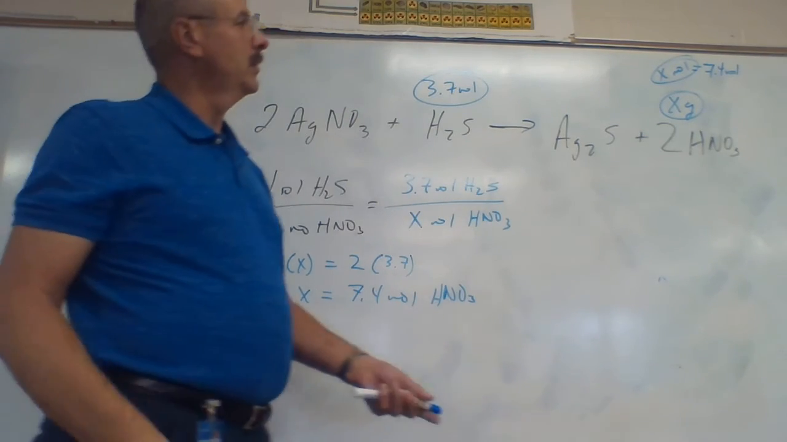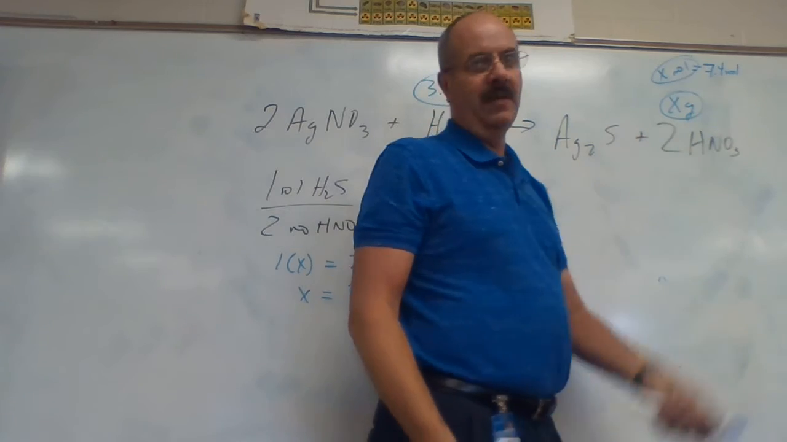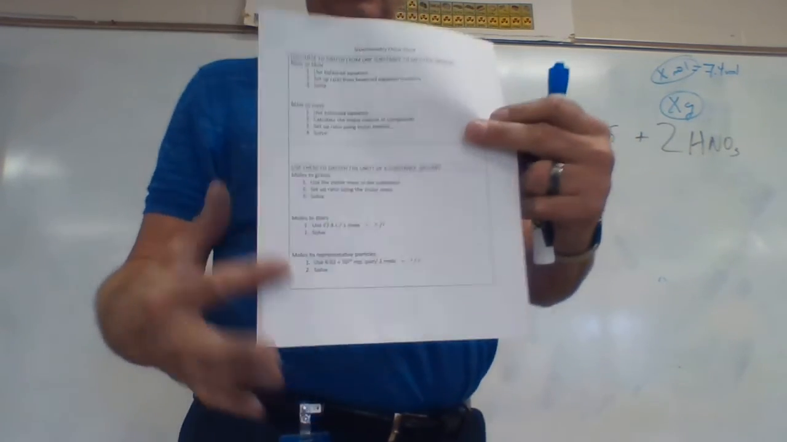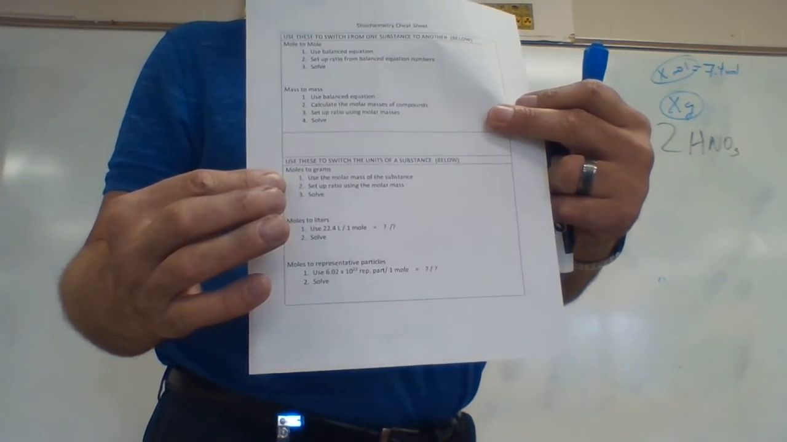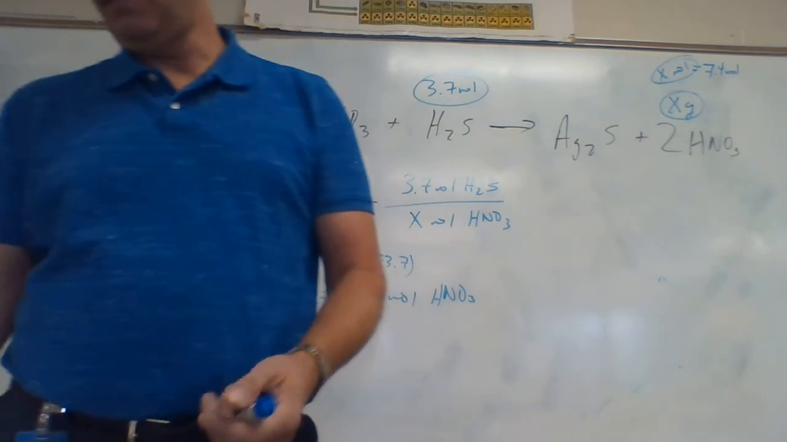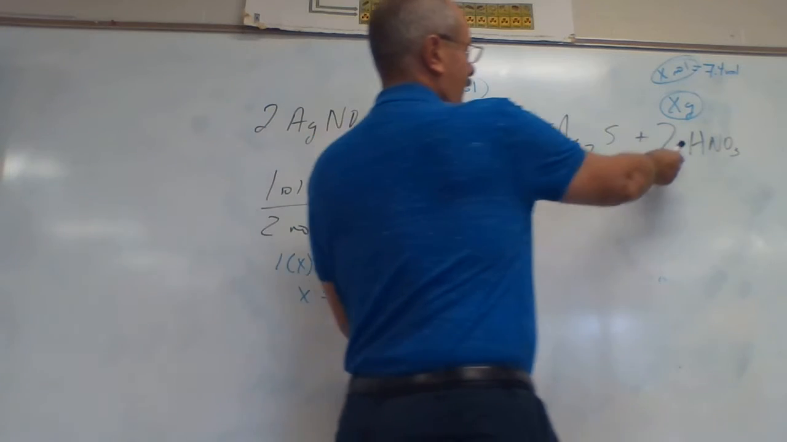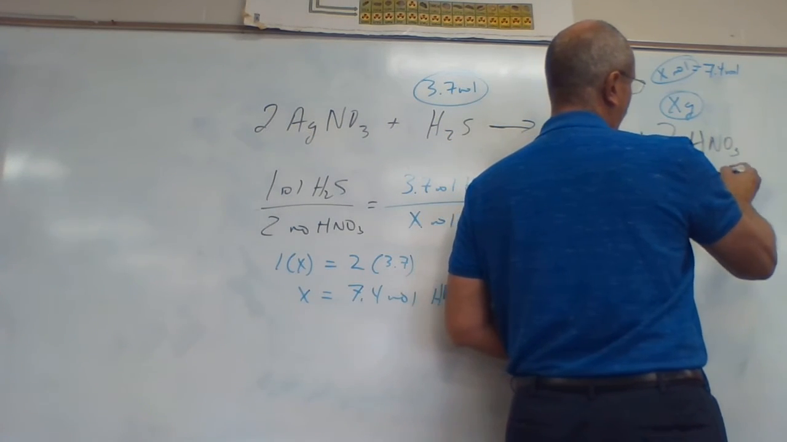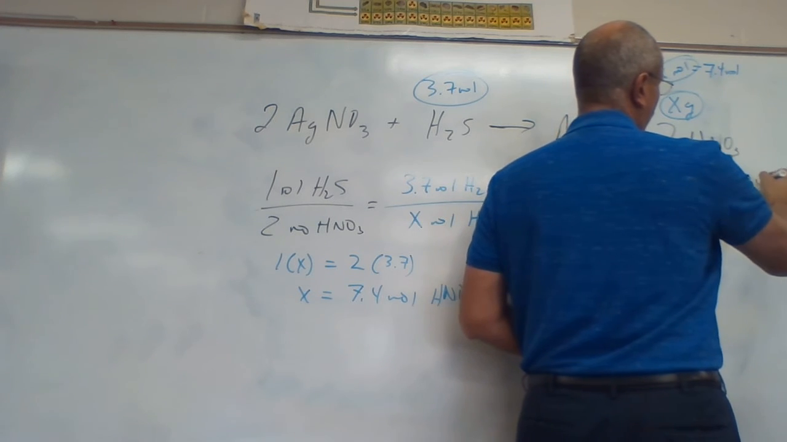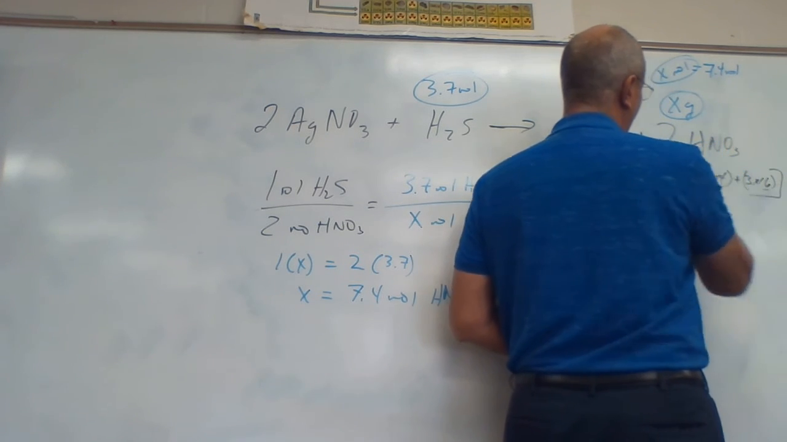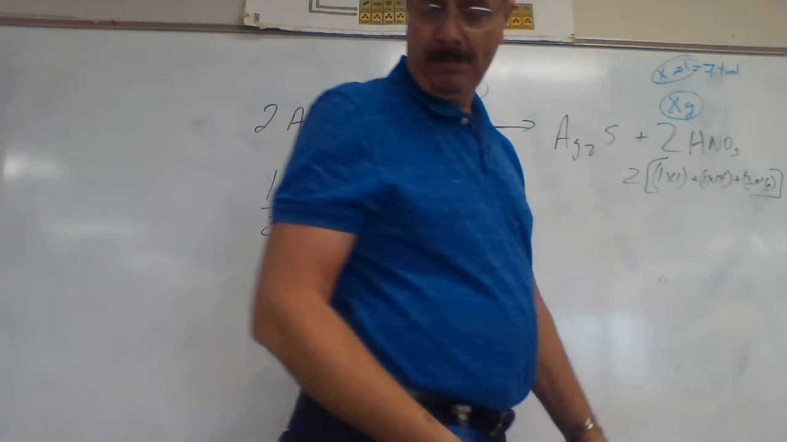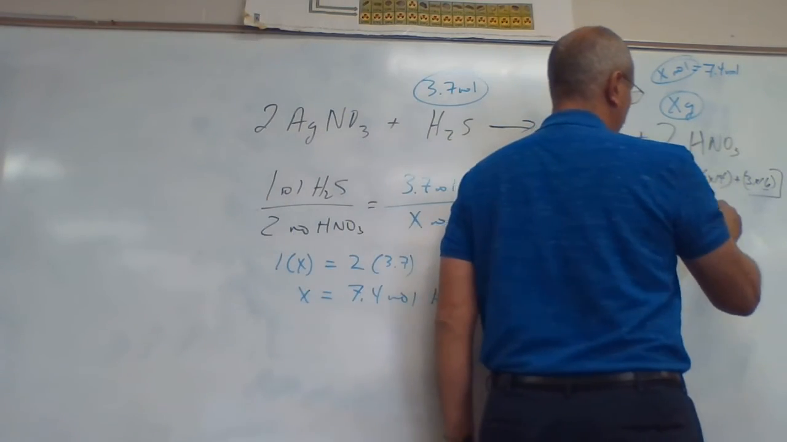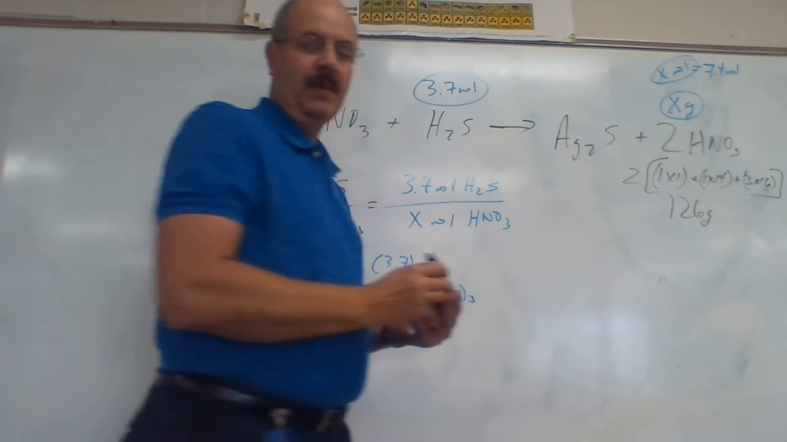Now I have to change moles of this into grams of this. According to my cheat sheet down at the bottom, I've got moles to grams, and it says I need to use the molar mass of that substance. So I have to use the molar mass of HNO3. It's 1 times 1 for hydrogen, plus 1 times 14 for the nitrogen, plus 3 times 16 for the oxygen, all of that times 2. If you multiply that all out, you get 126 grams.